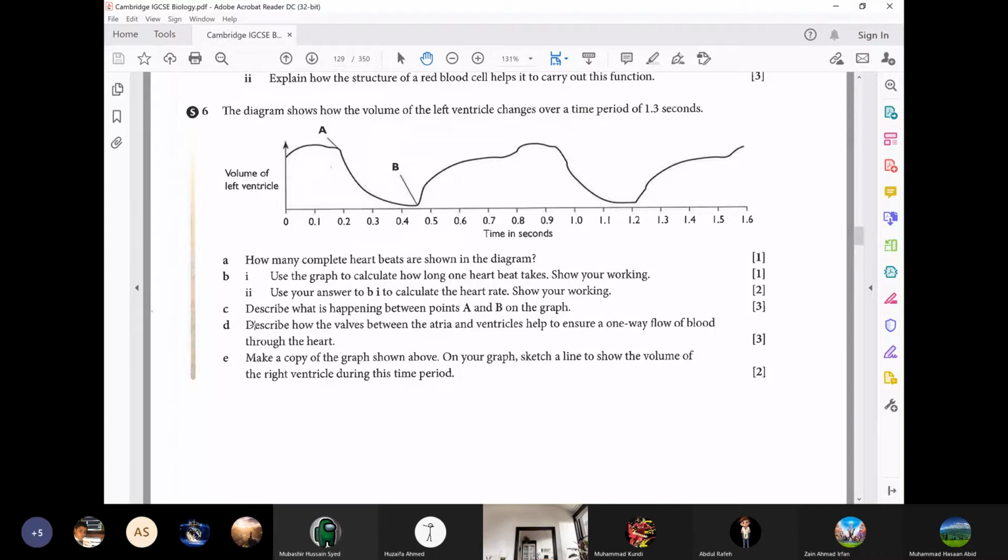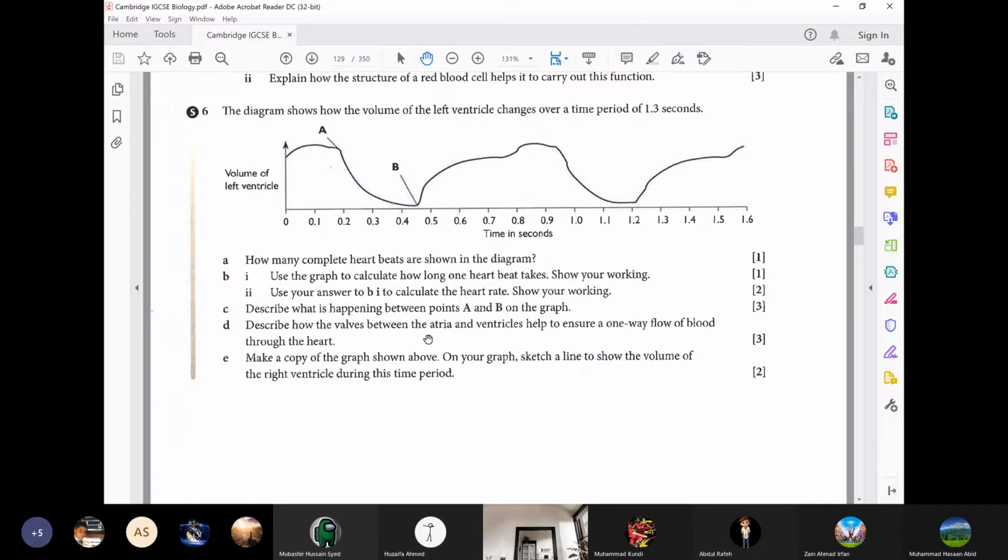Next one, boys. Describe what is happening between points A and B on the graph. Look here, boys. This is point A. This is point B. The volume of the ventricle is decreasing. So what is happening? The ventricle is contracting and pumping the blood out of the heart. Right, boys? Understood, everyone? Yes, sir.